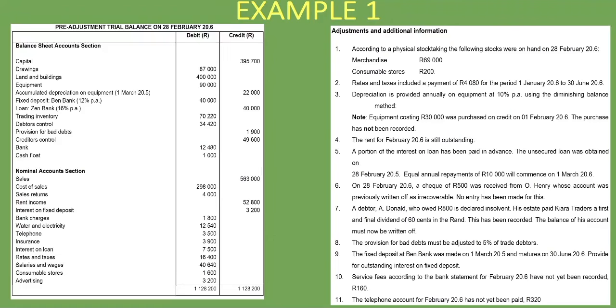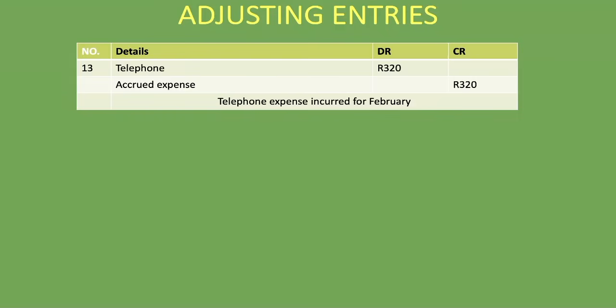Number 11 says the telephone account for February 2016 has not yet been paid, 320 rand. That's another easy one. If you have not paid the telephone account and you have incurred that expense, that is what is called accrued expense. Accrued expense is a liability, so that means we put it on the credit side because the liabilities increase on the credit side. But what do we put on the debit side? We put telephone, because telephone is an expense account since we have incurred it. So we go there and debit telephone 320 rand, credit accrued expense 320 rand, and the narration there is telephone expense incurred for February.